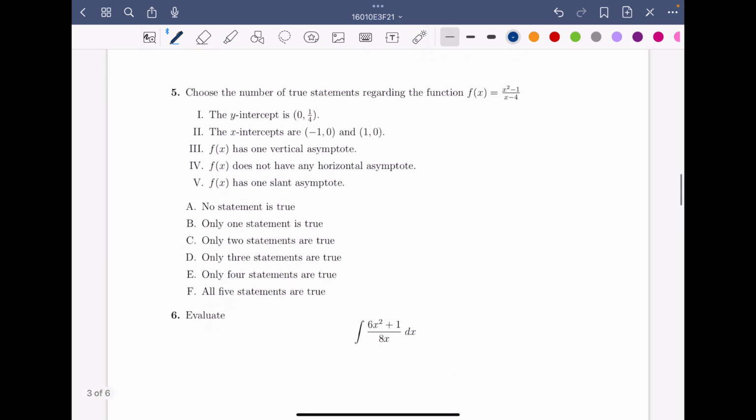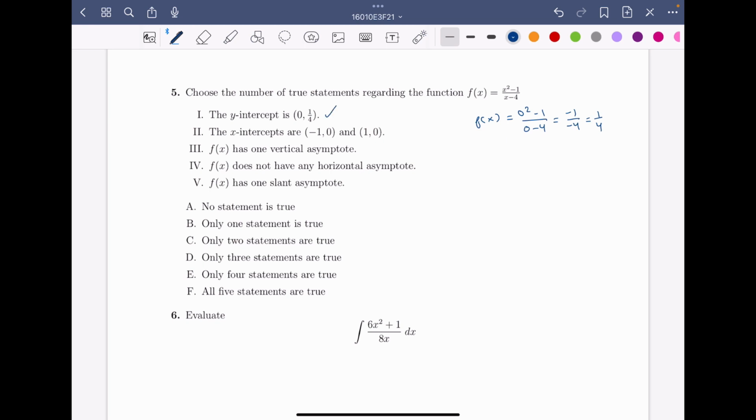Number 5, choose the number of true statements regarding the function x squared minus 1 over x minus 4. So the first one says the y-intercept is 0, 1/4. So the easiest way to do that is just to plug in 0 for x. So f of 0 equals 0 squared minus 1 over 0 minus 4, which equals negative 1 over negative 4, or 1/4.